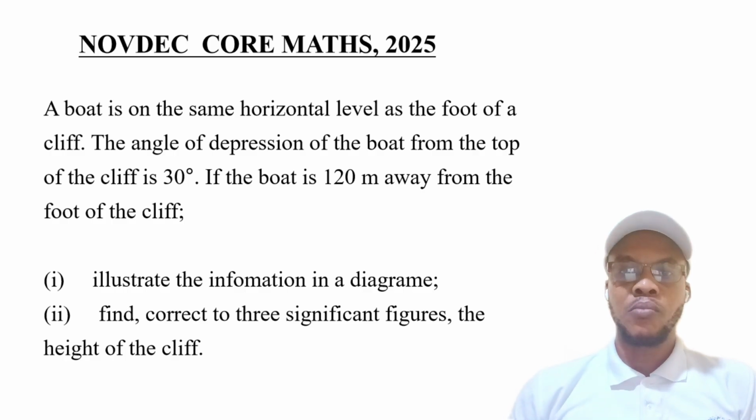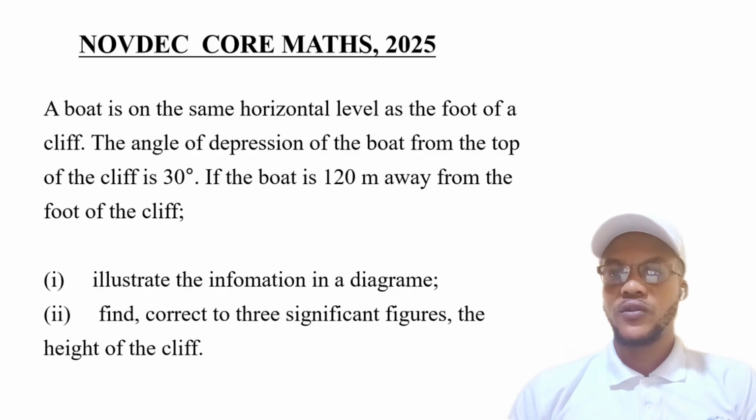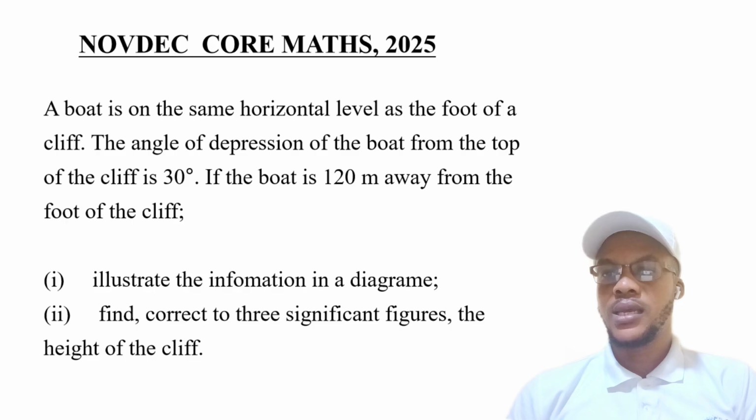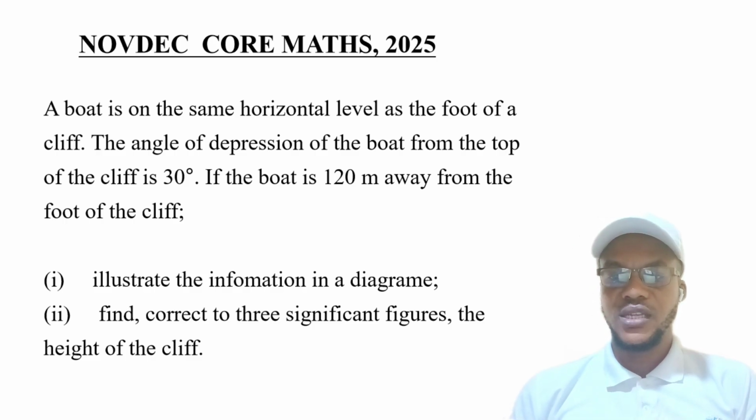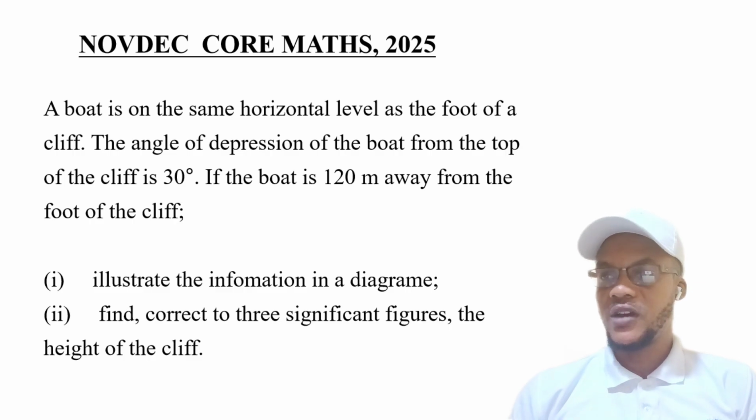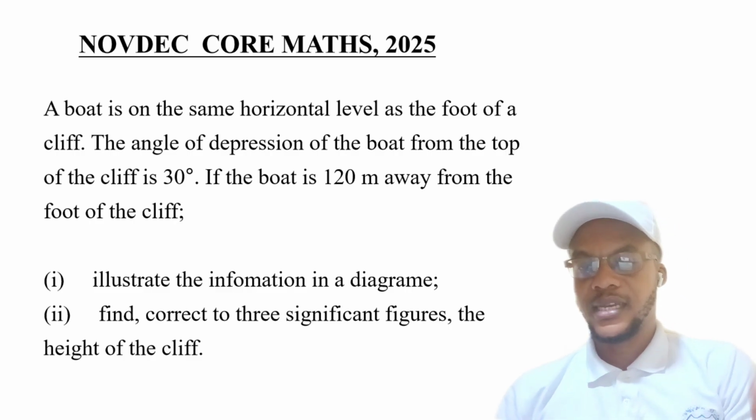We are saying that a boat is on the same horizontal level as the foot of a cliff. The angle of depression of the boat from the top of the cliff is 30 degrees. If the boat is 120 meters away from the foot of the cliff, illustrate the information in a diagram, and we have to find the height of the cliff and leave our answer in three significant figures.